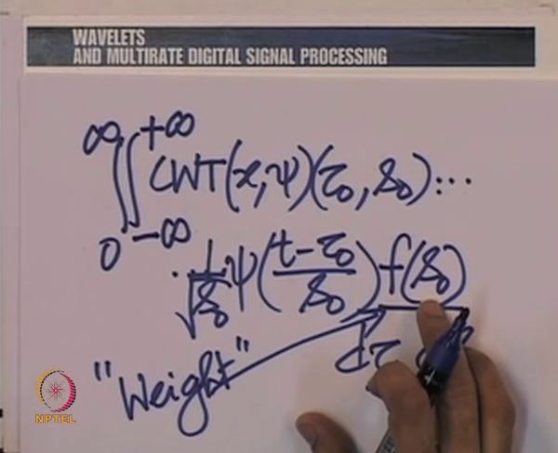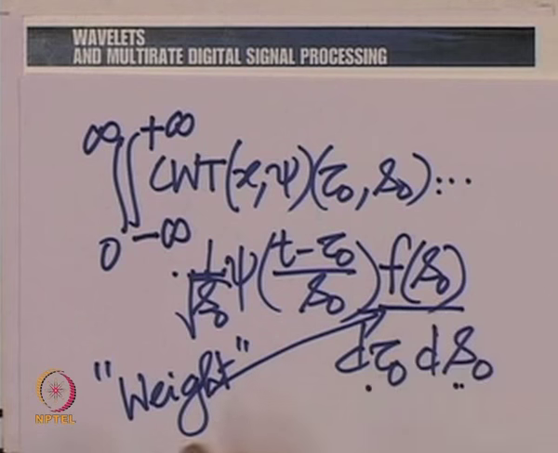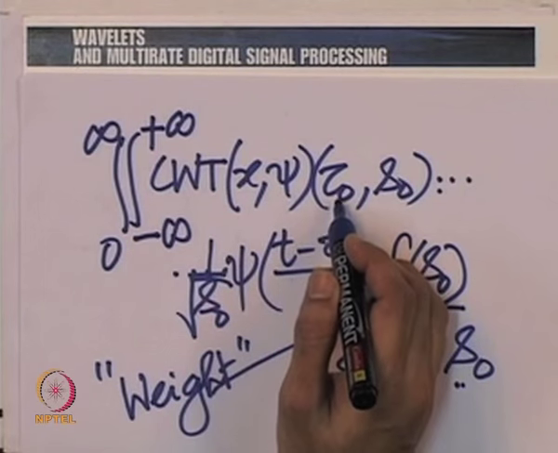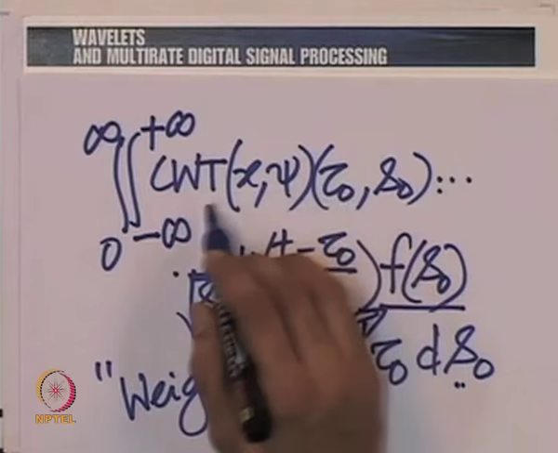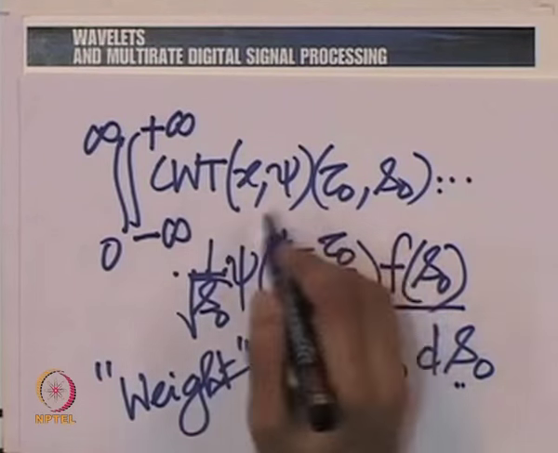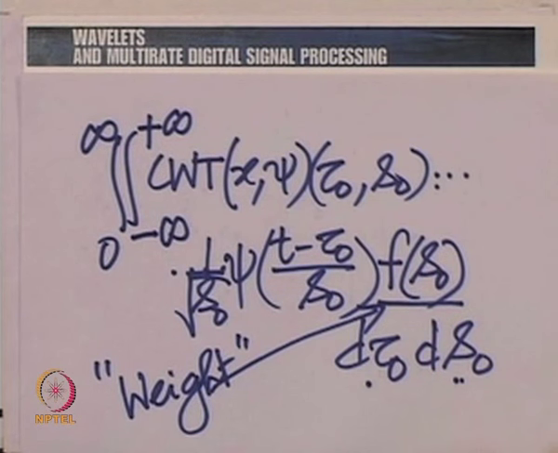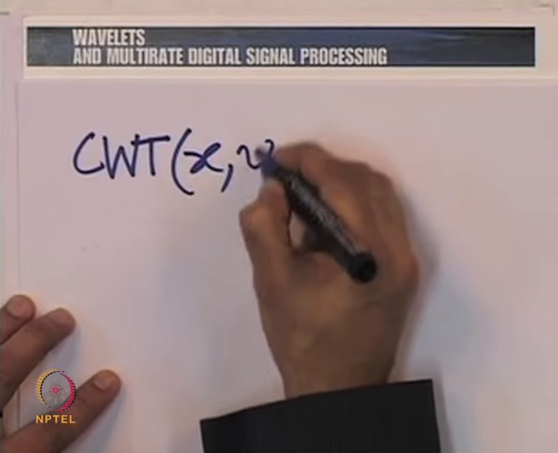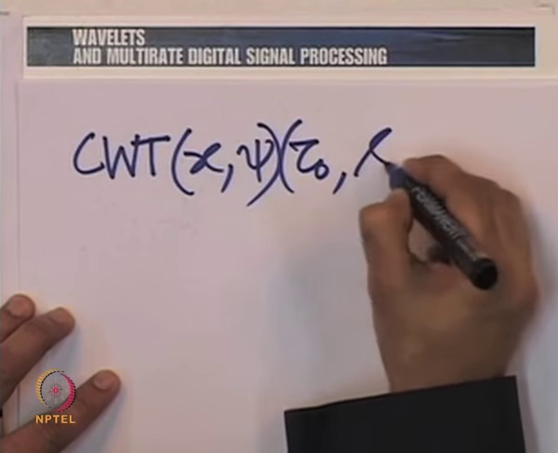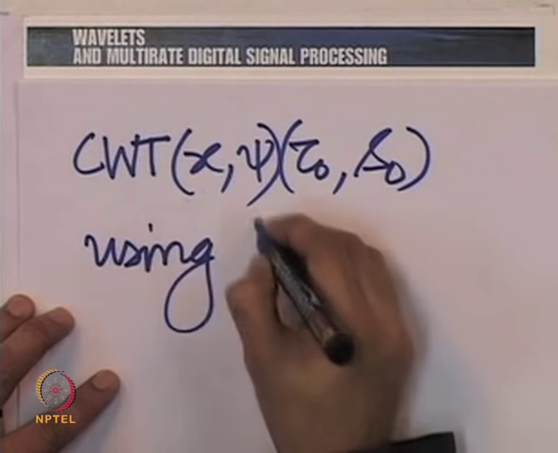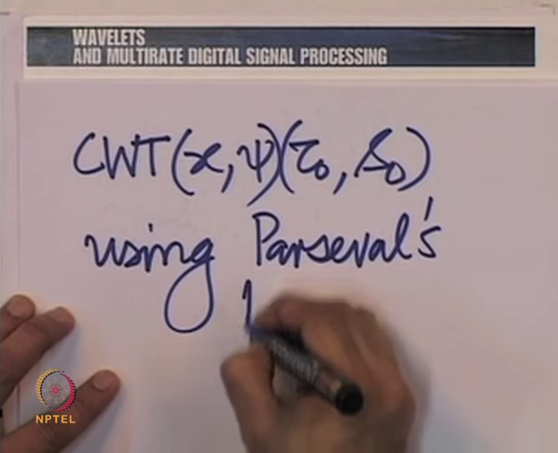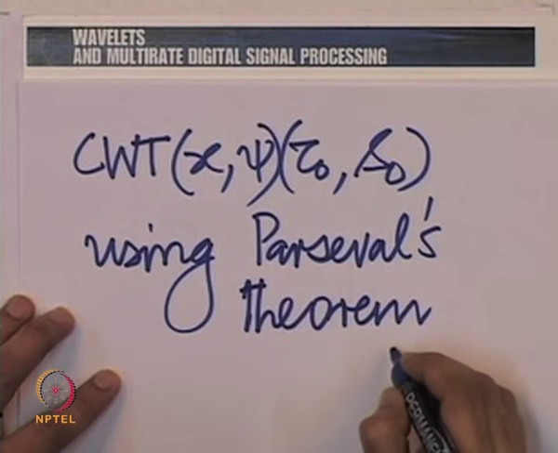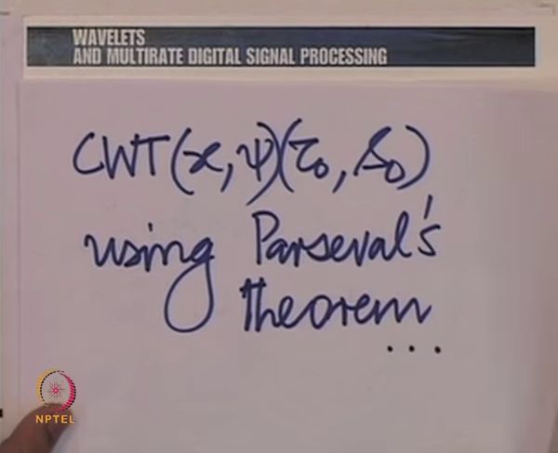A little difficult to understand right in the initial phase, but once we go through the working, you will see what I mean. Now, what we shall do is, instead of trying to use the time domain expressions here, we will take recourse to the Parseval's theorem. You will recall that we had written down the Parseval's theorem for this yesterday, and we shall therefore express the CWT using the Parseval's theorem in the frequency domain.